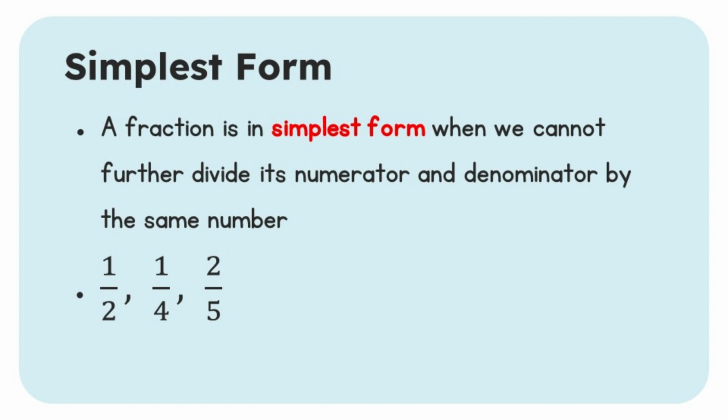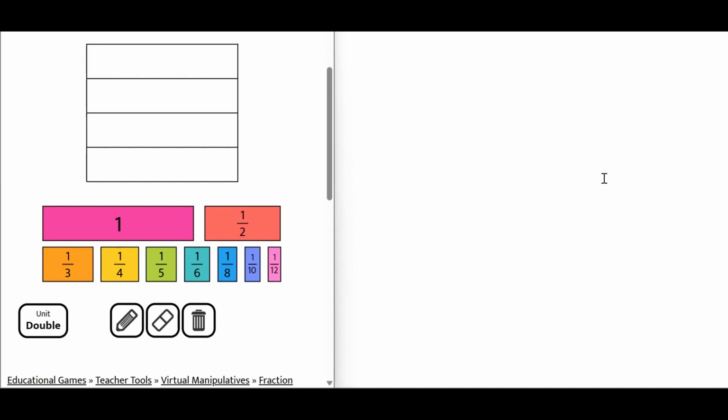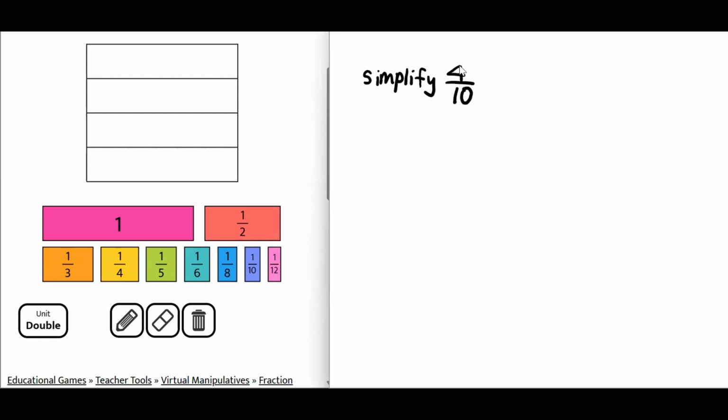And when we simplify fractions, we are trying to put fractions in the simplest form. Let's look at some questions. So let's say we want to simplify some fractions. For example, let's simplify 4/10. Okay, so when I simplify a fraction, I want my numerator and denominator to both be divided by the same number so that I get a smaller number in my numerator and denominator.